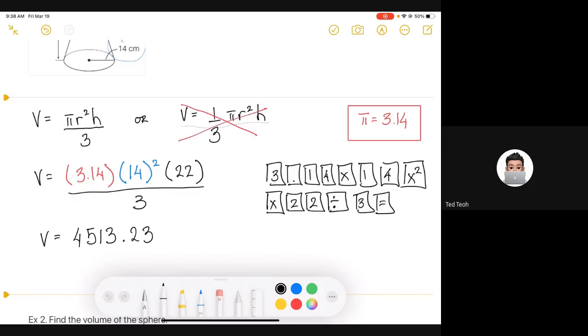With volume questions, the units are cubed. So I'm going to write centimeters cubed. And that is my volume of my cone.